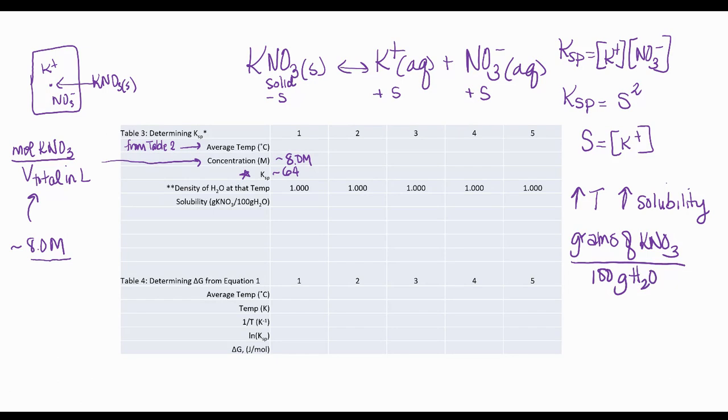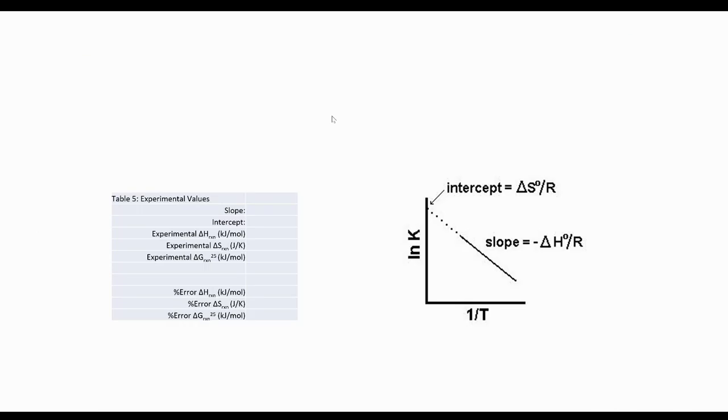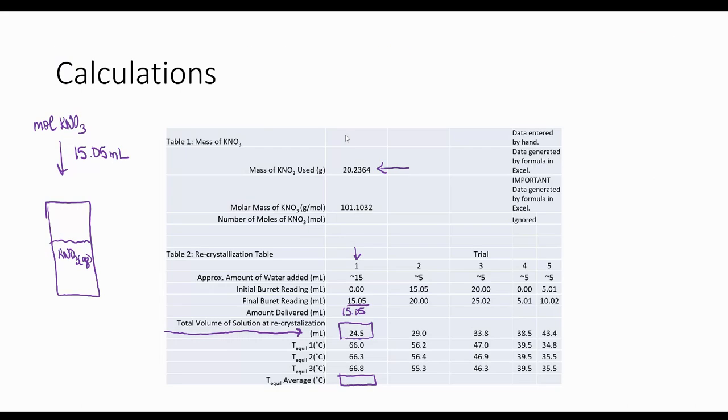Okay, so how are you going to do that? You're going to go look at your data and you're going to take the mass of the salt. We have the mass of the salt as 20.2364 grams. And then the amount of water was 15.05 grams.